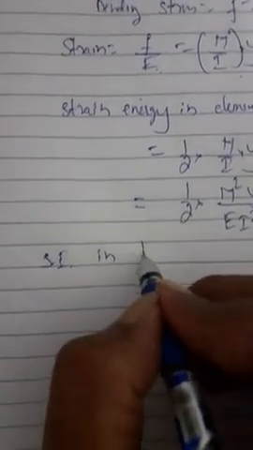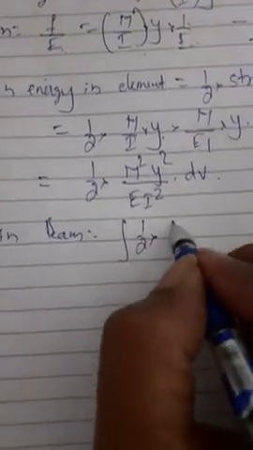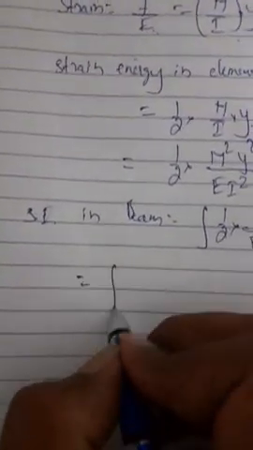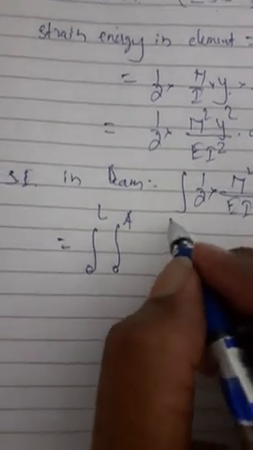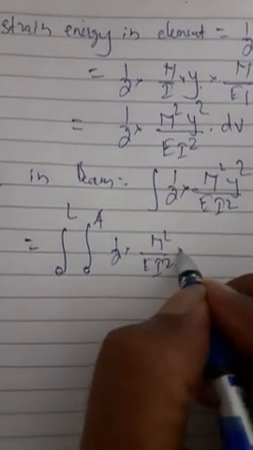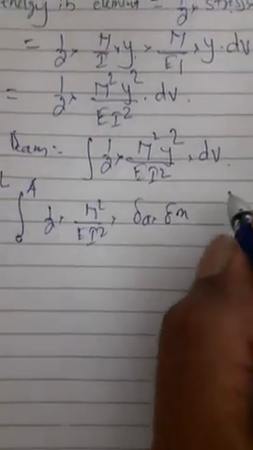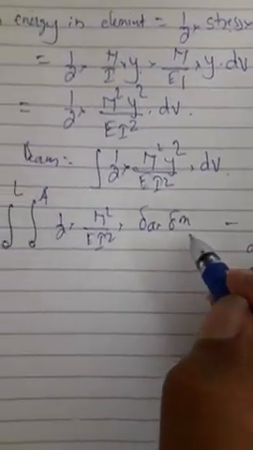Now total strain energy in beam is equal to integration of this whole term, half M square Y square divided by E I square into dV. So this is over the whole volume, so I can divide that into length into area. So integration of 0 to L, integration of 0 to A, cross sectional area into length, that gives volume. So the same, I can write M square by E I square into delta A into delta x, where A is cross sectional area, area into distance x.